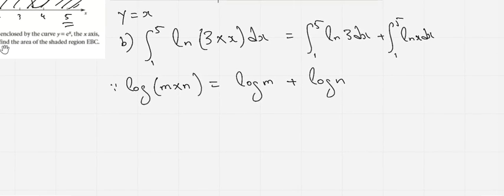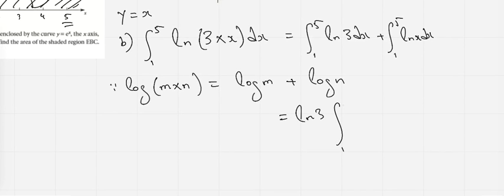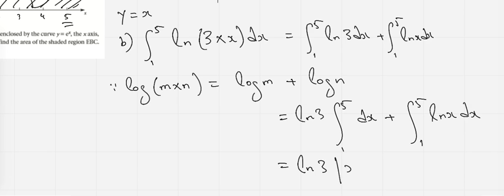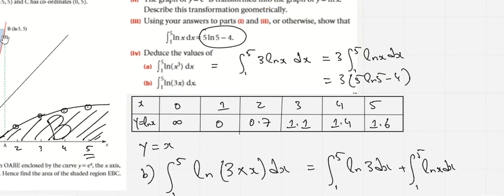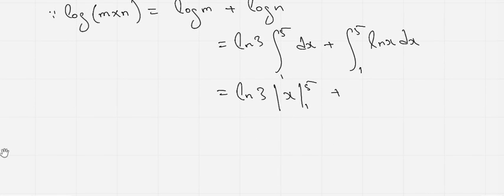As you know, ln 3 is a complete constant value, so just take it out, and in place of the integrand you have nothing but 1. Now you simply apply a nice integration. So it's going to be ln 3 times x going from 1 to 5, plus the integral from 1 to 5 of ln x, which we have calculated already in the previous part. It is 5 ln 5 minus 4, so it's going to be 5 ln 5 minus 4.